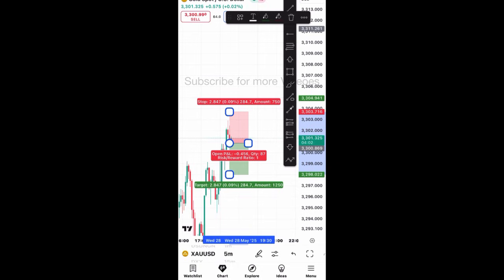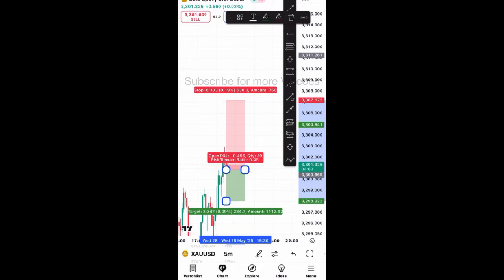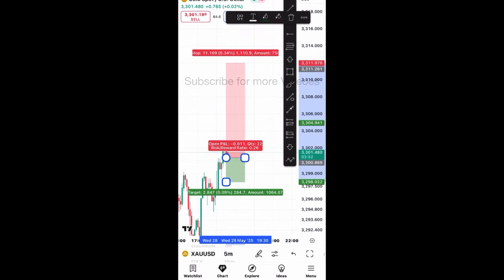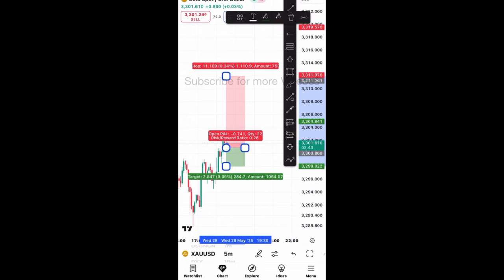So what do I mean by this? If I adjust this, now it's giving us 630. What does that mean? That is 63 pips. Do you understand? And if I adjust this higher again, how many pips is this? This is 111 pips. That means your stop loss is 111 pips. Do you understand?